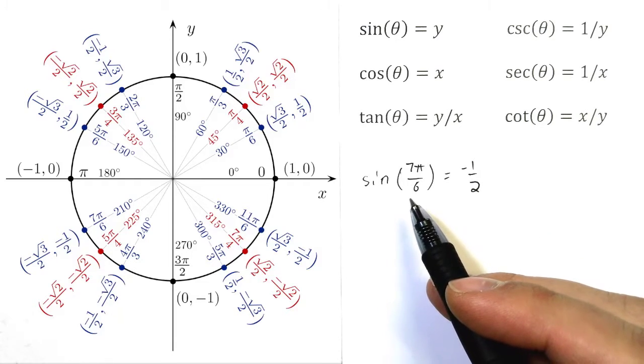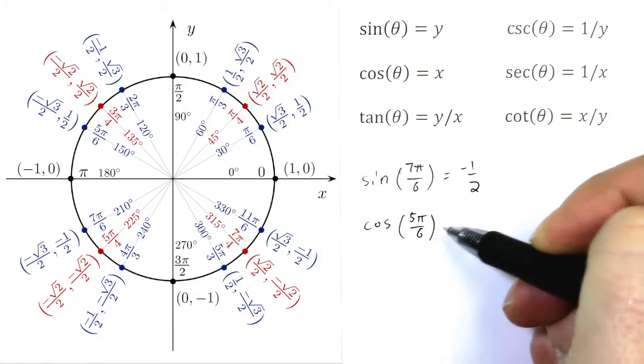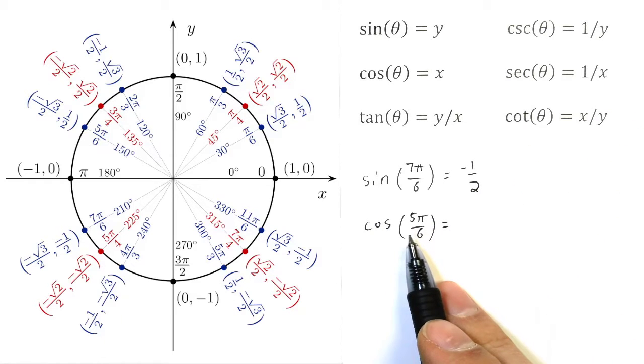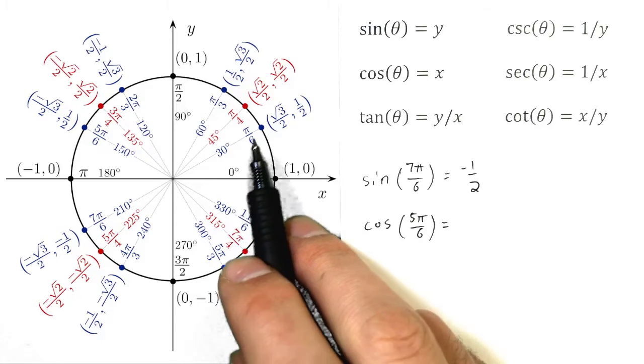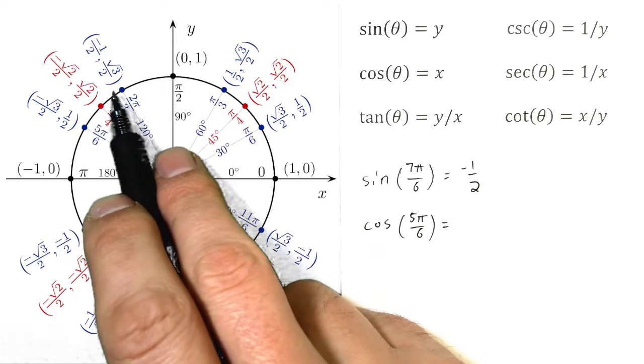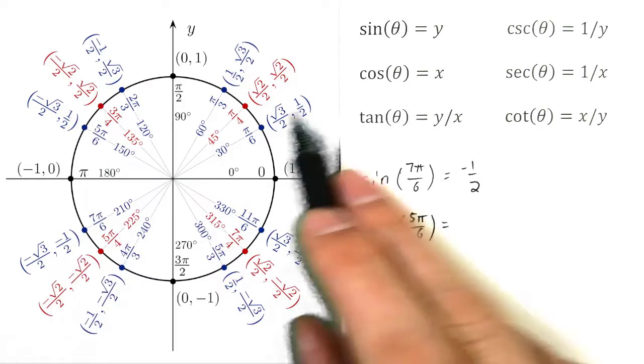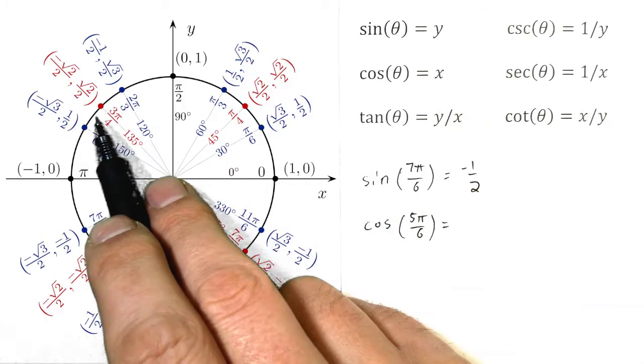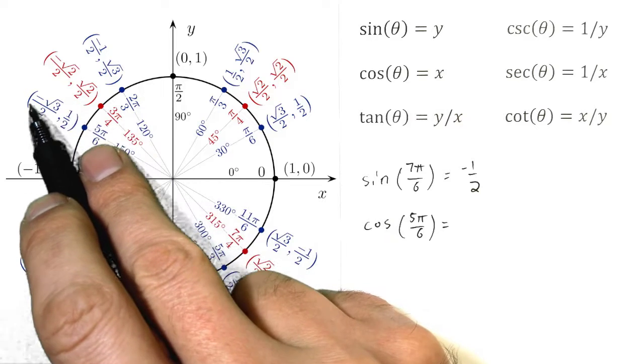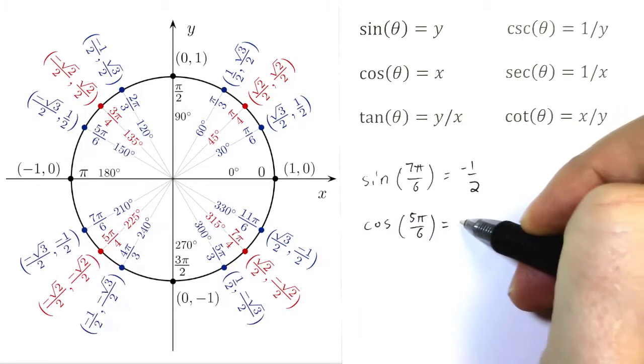Let's look at cosine of 5 pi over 6. Let's find 5 pi over 6: 1, 2, 3, 4, 5 pi over 6, just like it's labeled. Cosine is the x-coordinate, so what's the x-coordinate of this point? -√3 over 2.